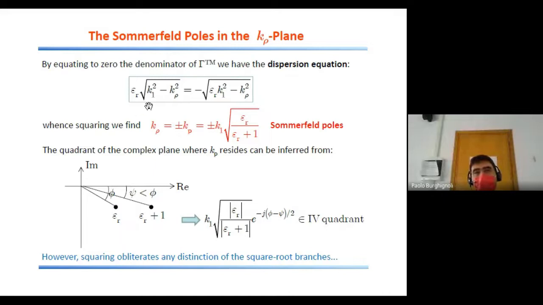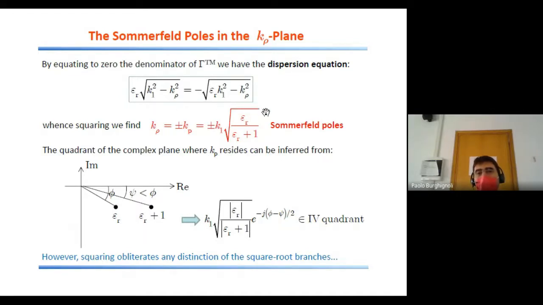On the left, you have the square root of k1 squared minus k rho squared, and this is multiplied by epsilon r, whereas the relative permittivity is contained inside the square root on the right-hand side, where you can see there is epsilon r k1 squared minus k rho squared. And in addition, there is a minus sign in front of the square root on the right-hand side. Now, it is immediate to solve this analytically in the unknown, which is k rho, that is the wave number, because you just need to square both sides and rearrange in order to find k rho. In order to find k rho, you have to take a square root, so you have a double determination for k rho, the expression being the one given here in red. Those are the so-called Sommerfeld poles. The expression is plus minus k1 times the square root of the ratio between epsilon r and epsilon r plus 1.